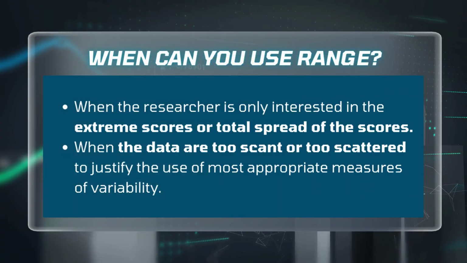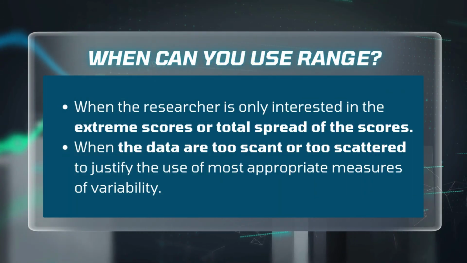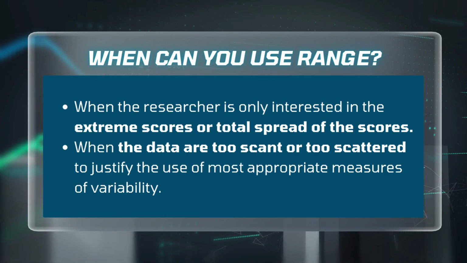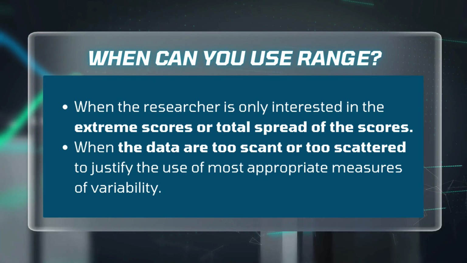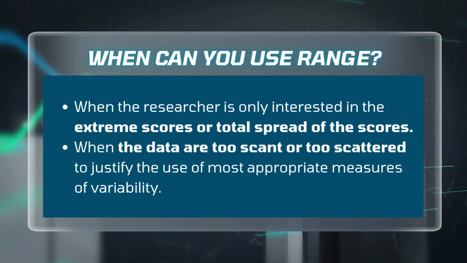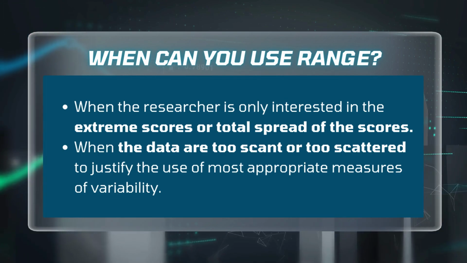When the researcher is only interested in the extreme scores or total spread of the scores, range is the most useful measure of variability. Range can also be used when the data are too scant or too scattered to justify the use of the most appropriate measure of variability.